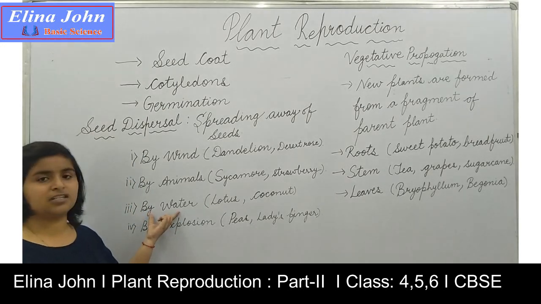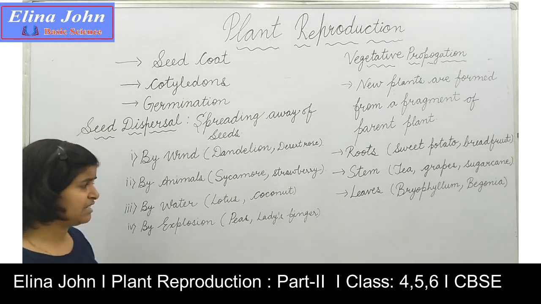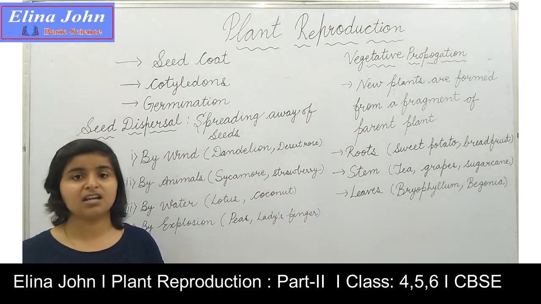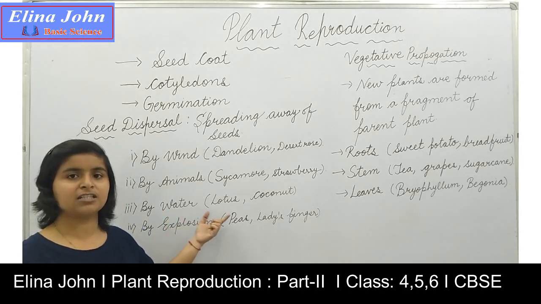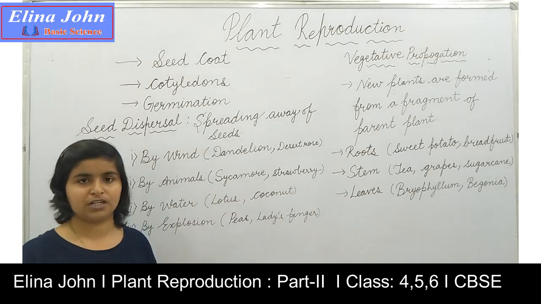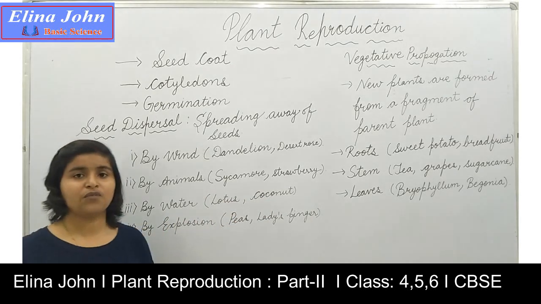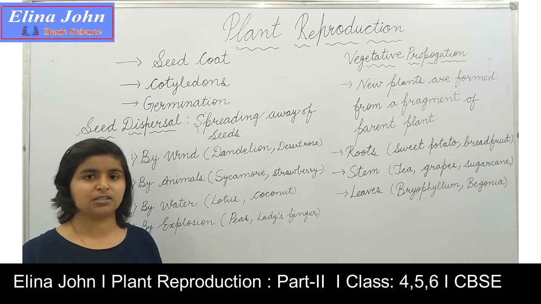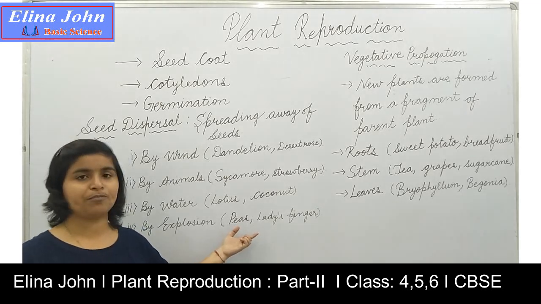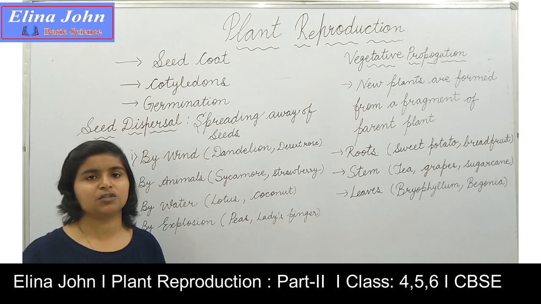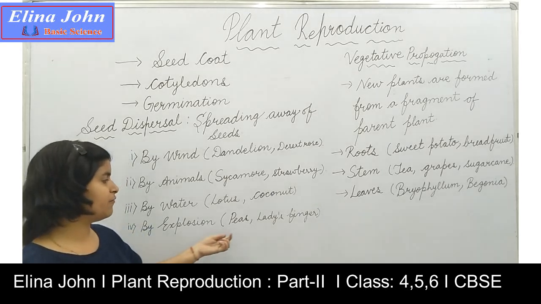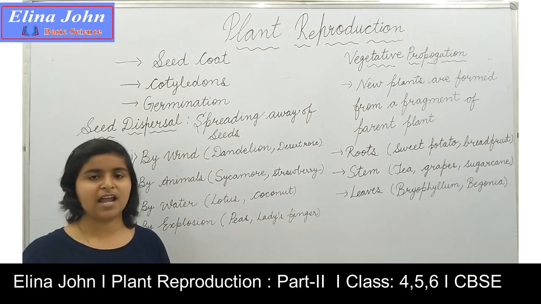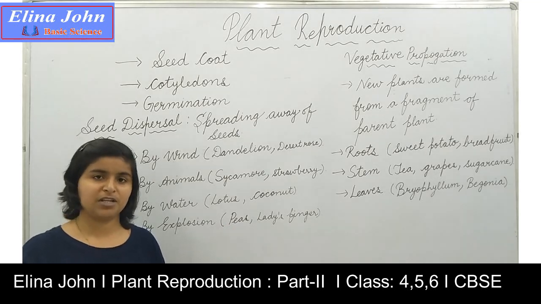Next is dispersal by water. The seeds which are light in weight, fibrous and spongy get dispersed by water, like the seeds of lotus and coconut. Next are the seeds which are dispersed by explosion. Usually the seeds of pea and lady's finger are dispersed by explosion. As the fruit dries and bursts open, the seeds of the pea come out from the pea pod and get exploded to other places.